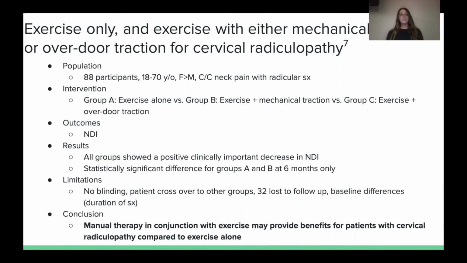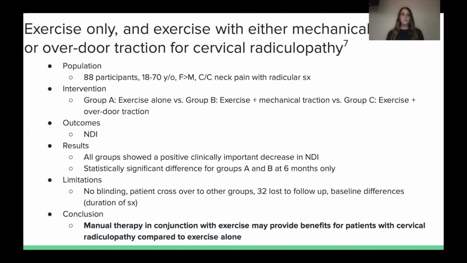Some of the limitations of the study were that there was no blinding, and that patients were able to cross over from one group to another in certain circumstances. 32 patients were lost to follow-up, and they didn't give a very good reason as to why this was. And also that there were some baseline differences, most importantly, the duration of symptoms.